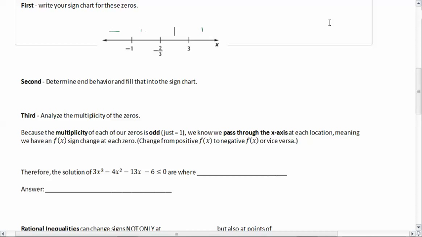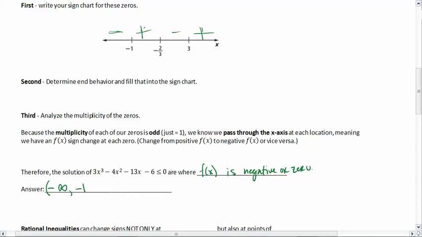So therefore, the solution of 3x cubed minus 4x squared minus 13x minus 6 less than or equal to 0 are where our zeros, or the intervals, are where our f of x is negative or equal to 0. So where is that true? Negative, positive, negative, positive. So that happens between negative infinity and negative 1. We can't touch negative infinity. It can be equal to 0, so we can touch that negative 1. And then in union with, the other place where we have a negative interval is from negative 2/3 to 3.